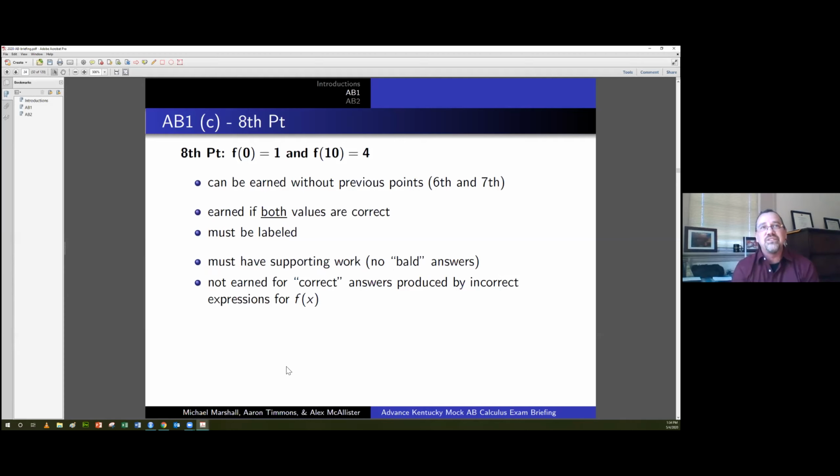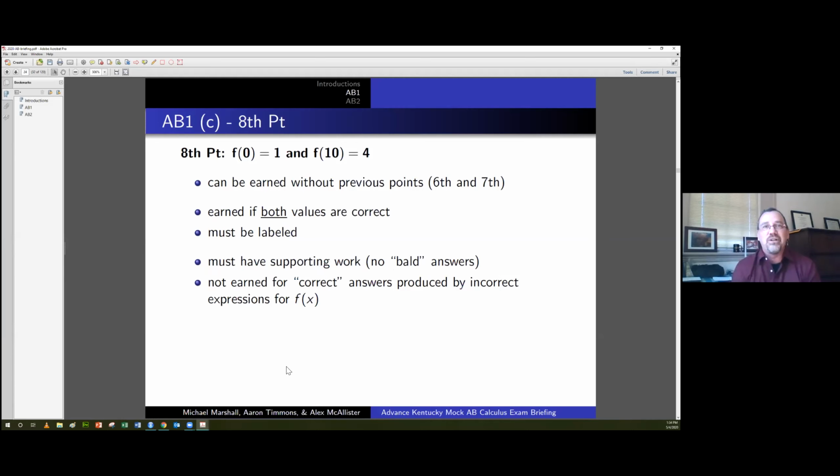We're looking for f of 0 equals 1 and f of 10 equals 4. These can be earned without the previous points, so we'll see how that can happen. They have to have both values correct, and they have to be labeled. We can't just see 1 and 4 sitting on the page there. There also has to be supporting work.